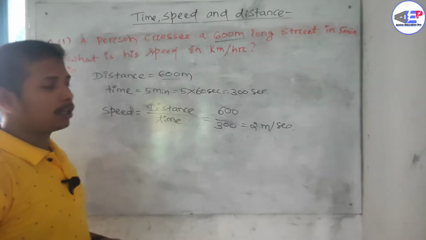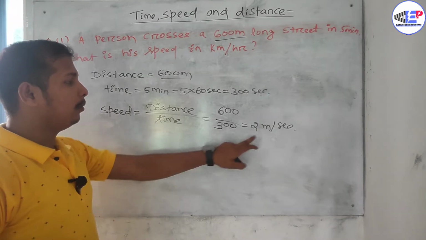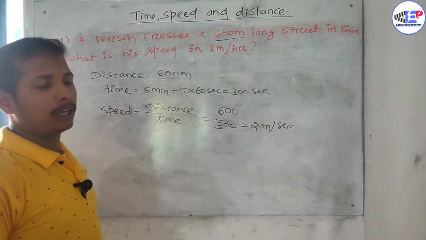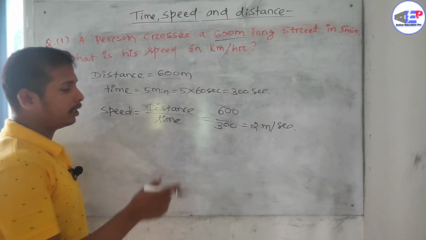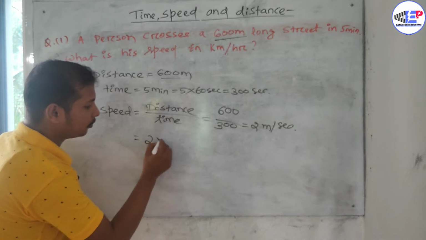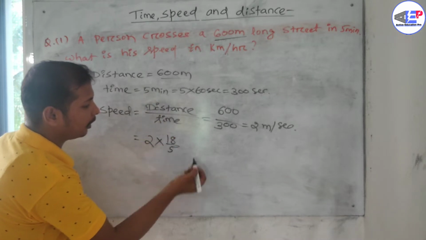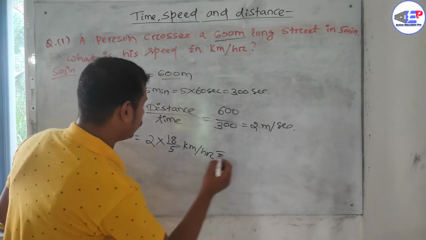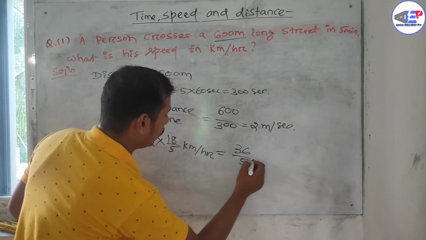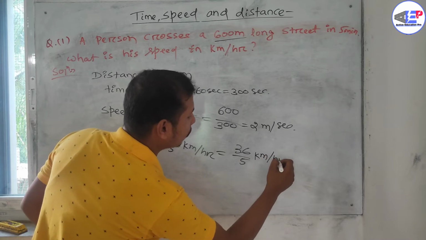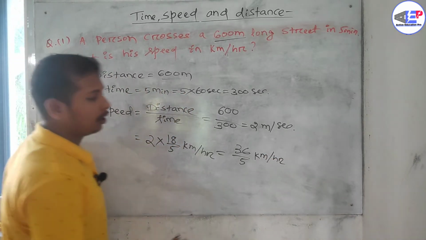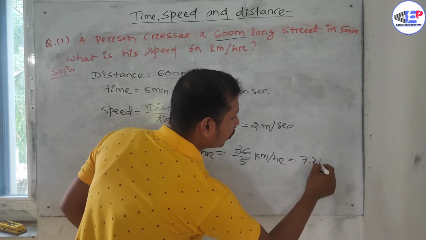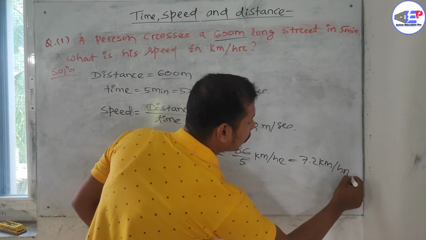So we have studied that when we have to convert the meter per second unit to kilometer per hour, we have to multiply it by 18 by 5. So it will give 2 into 18 by 5 kilometer per hour. So it will become 36 by 5 kilometer per hour. By calculating, it will give 7.2 kilometer per hour.